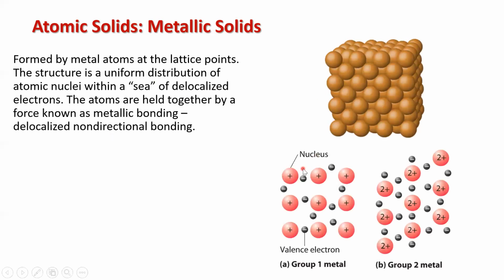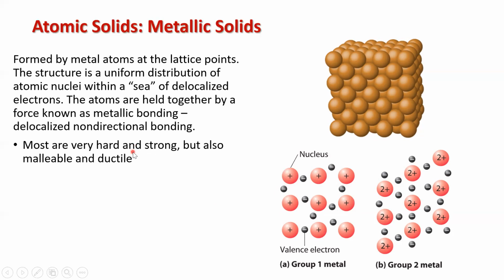So this gives us a little bit different picture here. We've got the metal ions here, and then we've got the sea of electrons around them. So those electrons are not localized to a particular atom, but they're spread out throughout the structure.